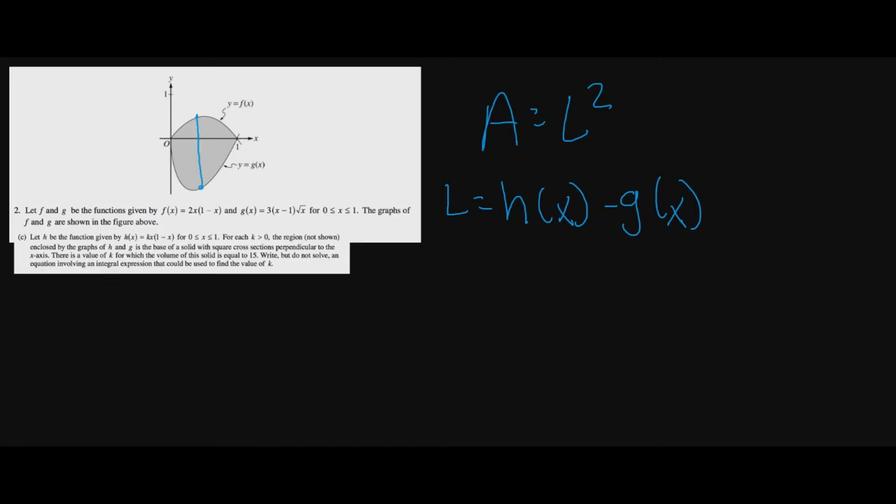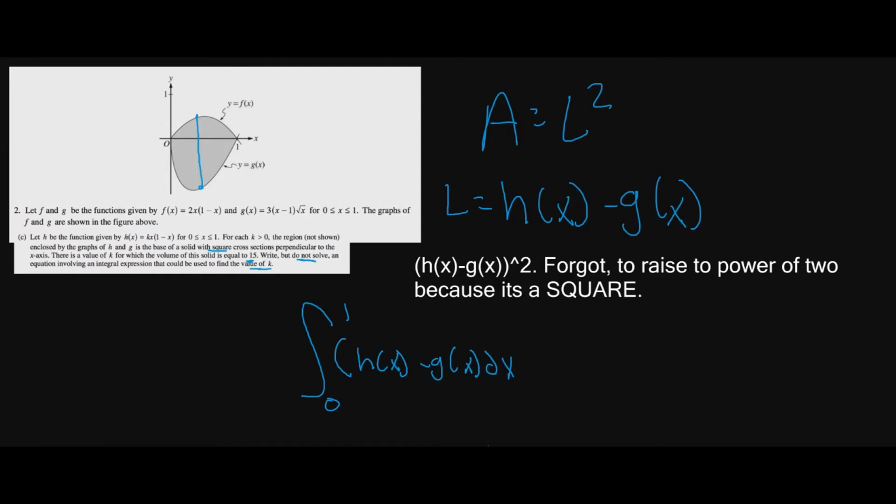There is a value k for which the volume of the solid is equal to 15, but do not solve an equation involving an integral expression that can be used to find the value of k. Well, if we know the cross sections are perpendicular to the x-axis and it's a square, we know this is going to be from 0 to 1, the integral of (h of x minus g of x) squared dx. That gives me the volume. And what do we know? Well, we know the volume is equal to 15. So we have the integral that gives me the square cross sections perpendicular to the x-axis, and we also know it's equal to 15.